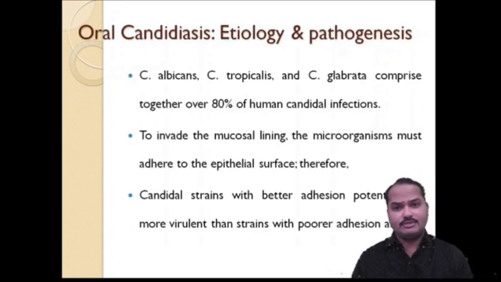Starting with the etiology and pathogenesis, it has been seen that Candida albicans, Candida tropicalis, and Candida glabrata together comprise almost 80% of human candidal infections. So how does it happen? To invade the mucosal lining, the fungus must adhere to the epithelial surface. Because the epithelium sheds itself after a particular amount of time, the organism should have the capacity of adhering to the surface. Candidal strains with better adhesion potential are more virulent than strains with poor adhesion capability.